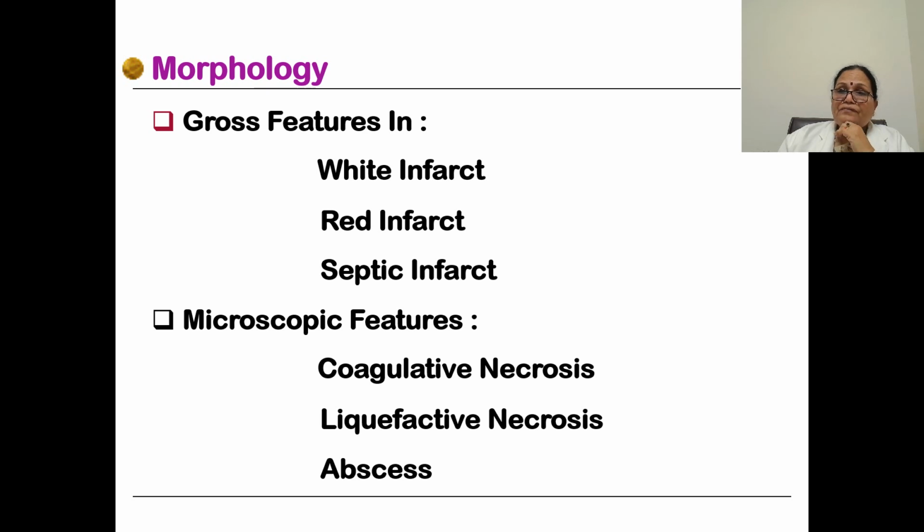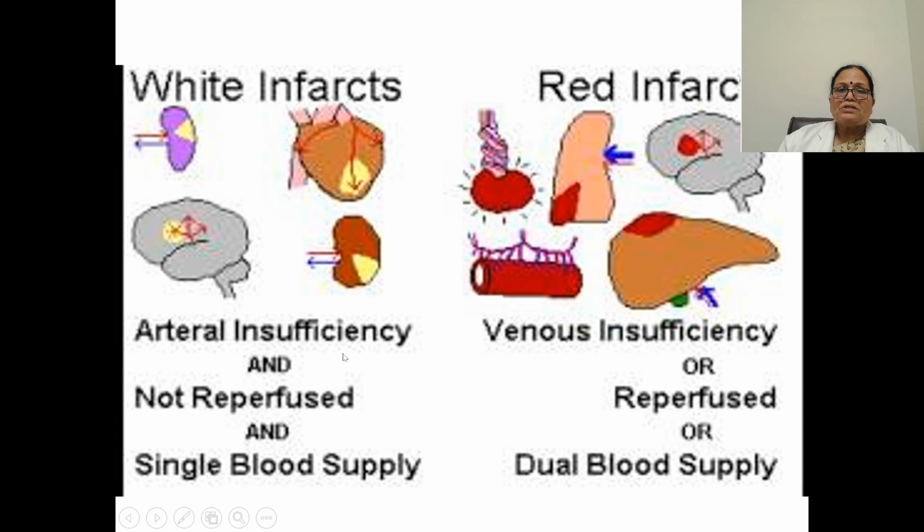So, what are the features? Gross features in white infarct, red infarct. I was talking to you about the colors. White, red, in septic infarcts, microscopic features like coagulative necrosis, liquefactive necrosis, and abscess. So these are the white infarcts. Yes, you can look at the organs, and these are the red infarcts. White infarcts have arterial insufficiency, not reperfused, single blood supply, end arteries. Here there is venous insufficiency or reperfusion or dual blood supply.